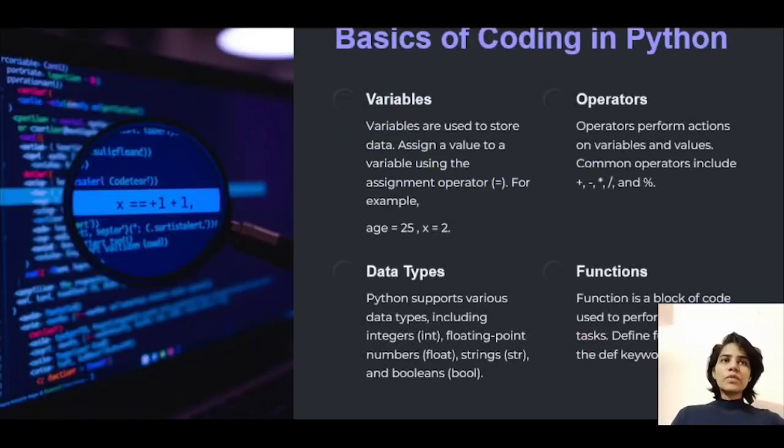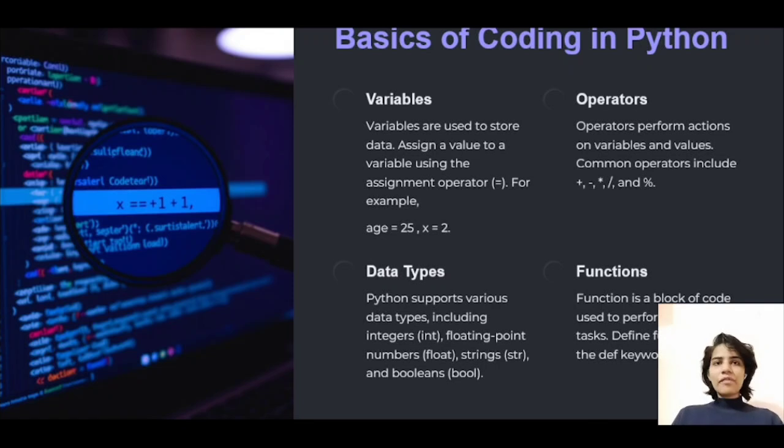Next is basics of coding in Python. So we are discussing the basics of Python, right? First one is variables. So variables, what are variables? Variables are like storage packets in which we can store something. What the definition says is variables are used to store data. Assign a value to a variable using the assignment operator. So assignment operator is used to store some value into a variable.